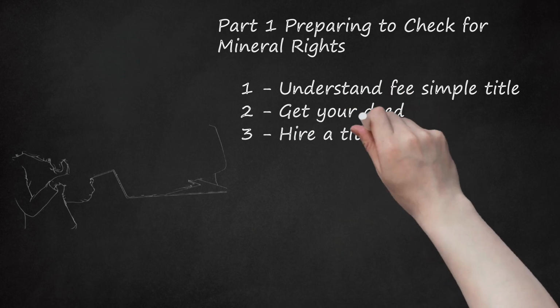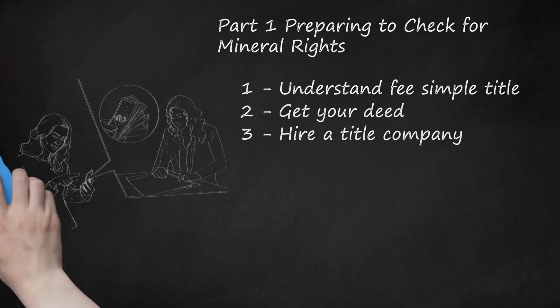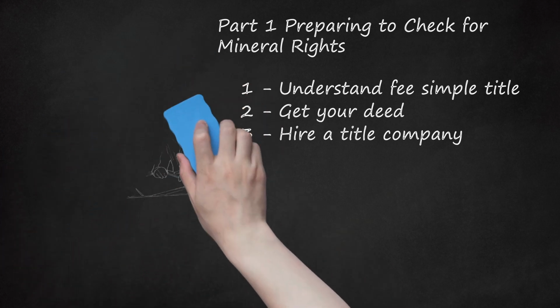3. Hire a title company. You need to research the chain of title to find out if your deed is accurate. By performing a title search, you can check if the mineral rights were sold off at some point in the past. To find a title search company, look in your phone book's yellow pages. You may also want to hire a member of the American Land Title Association, a national trade association. You can find a company by visiting the organization's website and clicking on the For Consumers link at the top of the page.